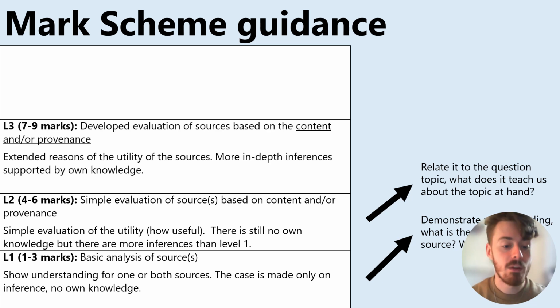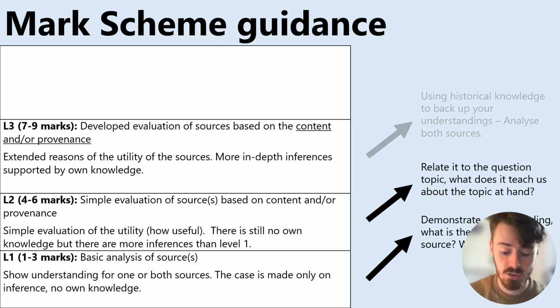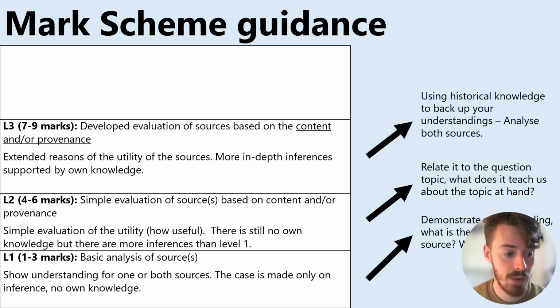To get level 3 though, there is a big jump in expectations. A developed evaluation of sources based off content and or provenance. So this has not changed really much in terms of what's expected of you, but if you see, it's extended reasons for the utility, so you're giving me more of an understanding of why they're useful. But if you notice, it is sources, not source, but it's both sources. You need historical knowledge to back these up, if you see, are supported by own knowledge now, but you need to also analyze both. So you could get 6 marks with 1 paragraph on source B alone, but you could get 9 for having 2 paragraphs on source B and source C.